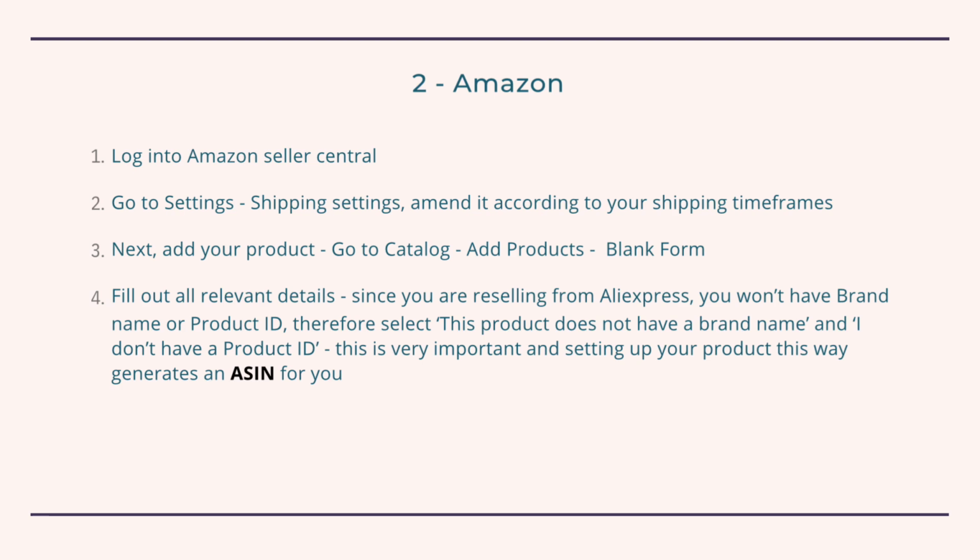Now, keep in mind, since you are reselling from AliExpress, you won't have a brand name or product ID. Therefore, it's very important for you to select options which state this product does not have a brand name and I don't have a product ID. Now, these are very important because these help Amazon generate an ASIN number for you. Now, these help you link your products between Amazon and AliExpress via Shopify.